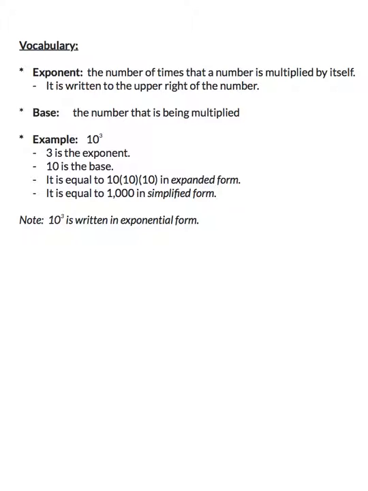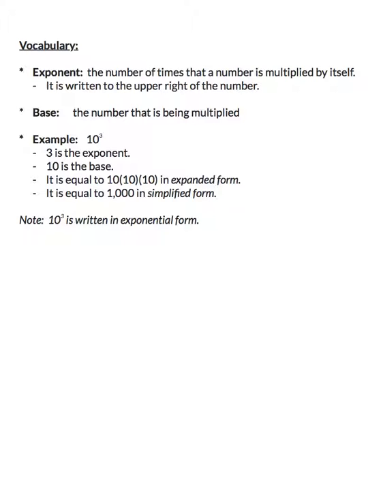Let's start with some vocabulary. An exponent represents the number of times that a number is multiplied by itself. The exponent is written to the upper right of the number. The other term is base. The base is the number that is being multiplied. So in the example 10 cubed, 3 is the exponent, 10 is the base.